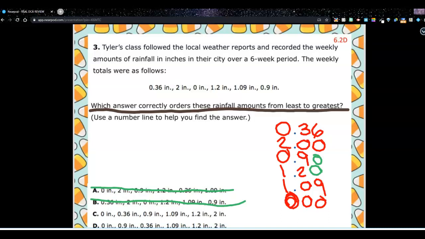And actually, I can just come and look at here. C says 0, then it goes to 36, and then it goes to 90, $1.09, $1.20, and 2. But D goes to 0 up to 90 cents, down to 36 cents, back to $1.09, to $1.20, and 2. So which of those is showing us least to greatest? C. Yeah. Because this one right here, they go from 9/10 to 36, and that's backwards. Okay.